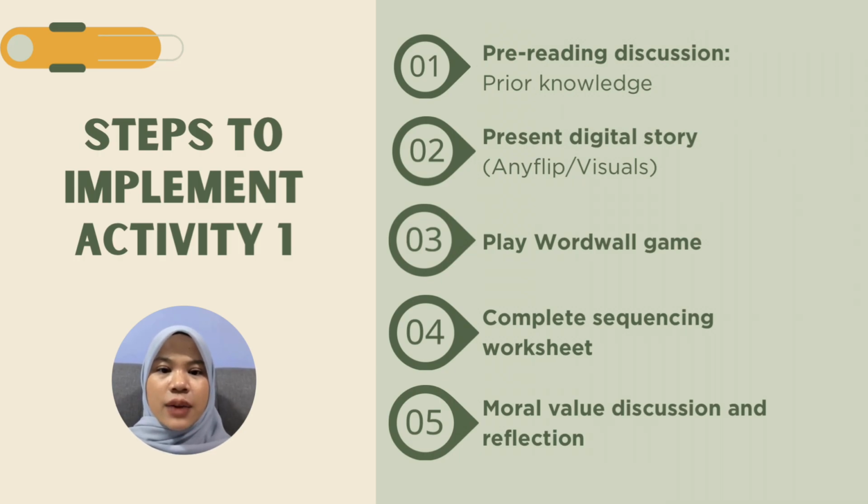Next, the steps to implement Activity 1. To implement this activity, I will follow a five-step sequence. Number one is pre-reading discussion, to activate prior knowledge with a question like, who has heard the story of Puteri Gunung Ledang? The second is story presentation, where we can show a digital flipbook or story visual, attached in Appendix A, for example. The third is the Wordwall game, where we let students sequence events using the drag and drop tool.